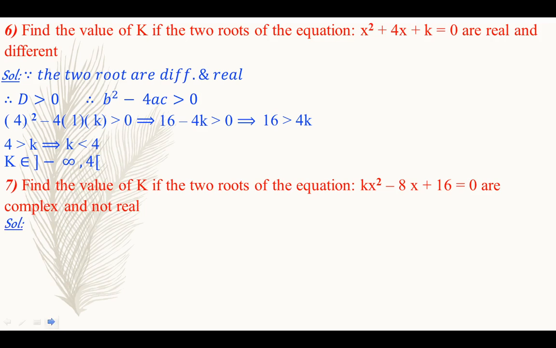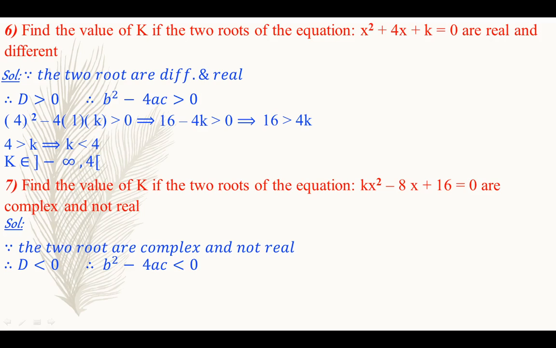Solution. The two roots are complex and not real. The discriminant smaller than 0. That is to say that b power 2 minus 4ac smaller than 0. Here you have a equals k, b equals negative 8, c equals 16. Substitute. b power 2, negative 8 power 2, minus 4 multiplied by a equals k, c is the free term which equals 16. So you will find that negative 8 power 2 equals 64, negative 4 multiplied by k multiplied by 16 will be negative 64k. So now we have 64 minus 64k smaller than 0.